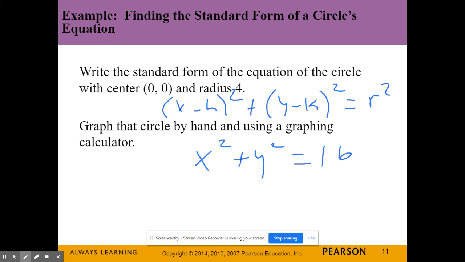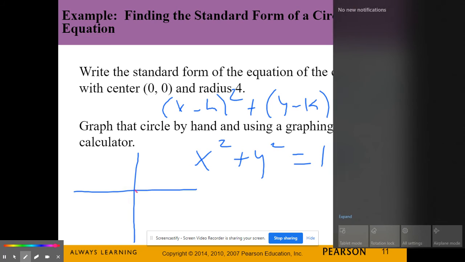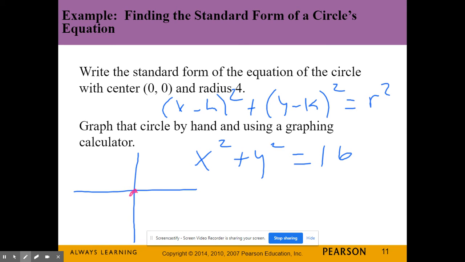Okay. If you go to graph this, I'm just going to do a quick sketch. The center is at the origin, and then the radius is 4. So it would be going through 4 on the right, negative 4 on the left, 4 on the y-axis, and then negative 4 on the y-axis, and then just curve it through.